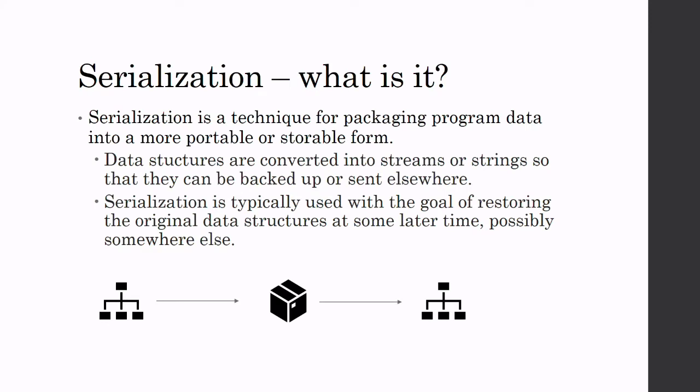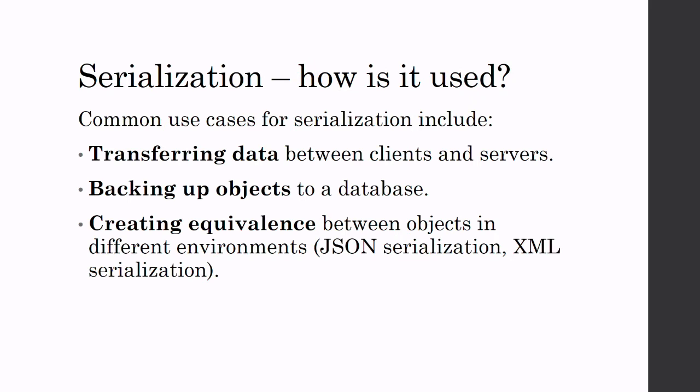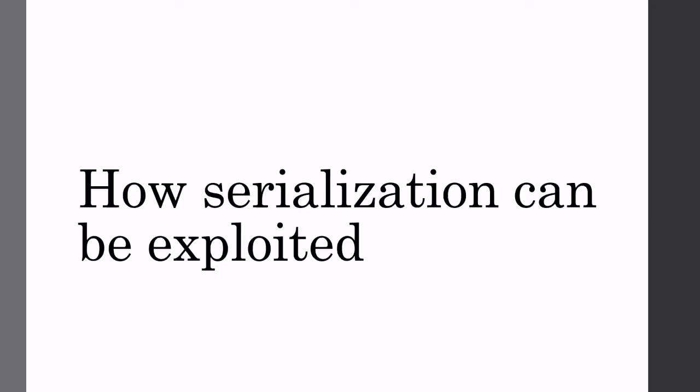What is serialization? Well, it's a process where you can take in-memory objects and convert them into something like a stream or a string so that you can store them or transmit them. It's usually used so that you can restore those objects either somewhere else or at a later point in time. Serialization is usually used to transfer data, often between clients and servers. It's also used to back up data to a database so you can restore program state. And it lets you create equivalents between objects in different environments, so JavaScript objects versus .NET objects, for instance.